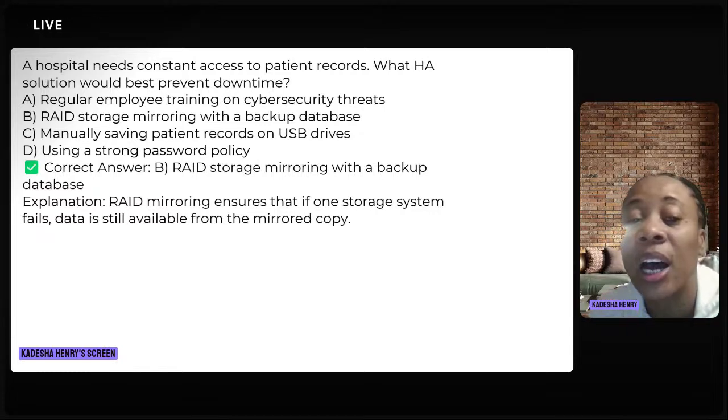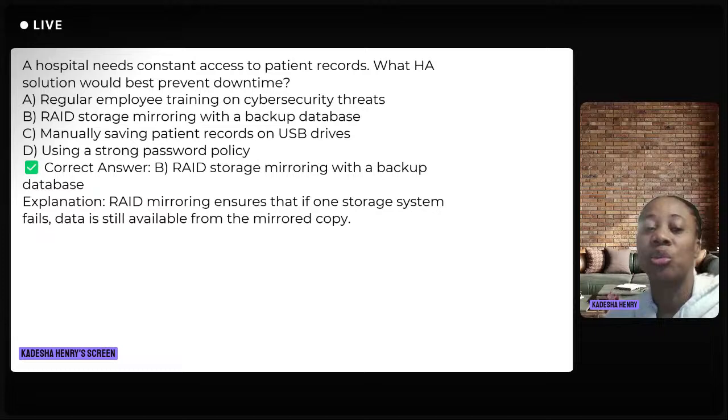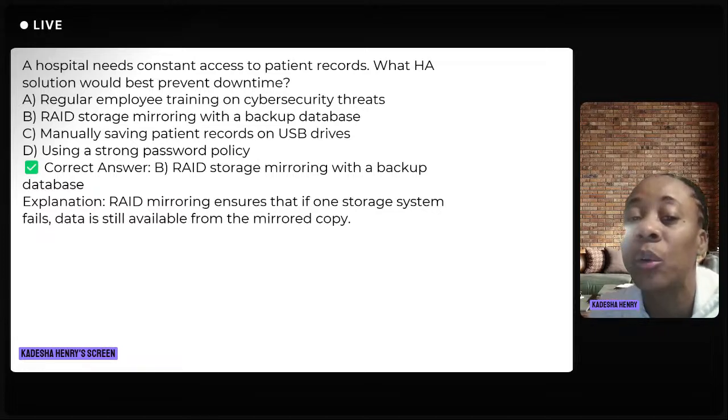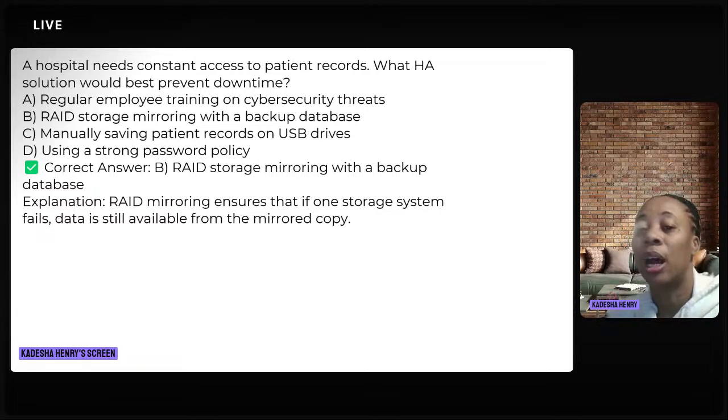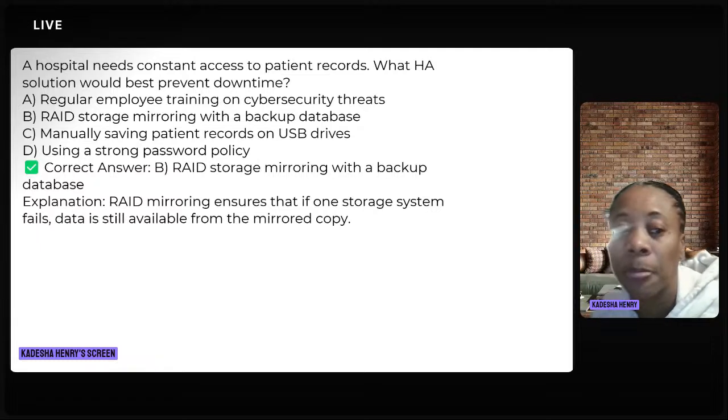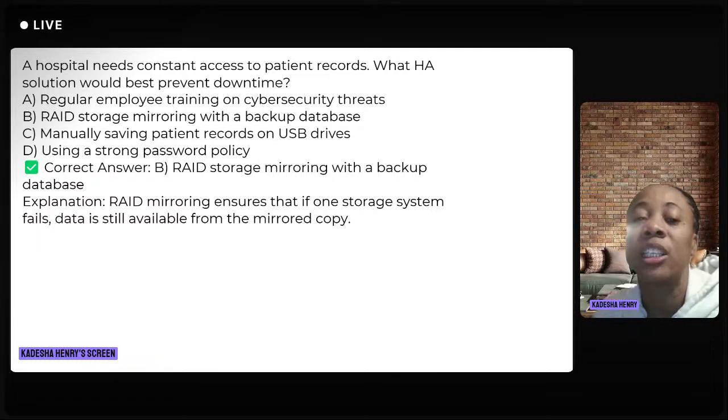A. Regular employee training on cybersecurity threats. B. RAID storage mirroring with a backup database. C. Manually saving patient records on a USB. D. Using a strong password. And we will use RAID. We're going to be looking at RAID in a bit. RAID storage mirroring with a backup database.